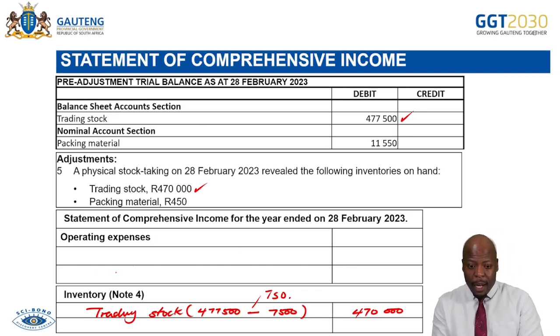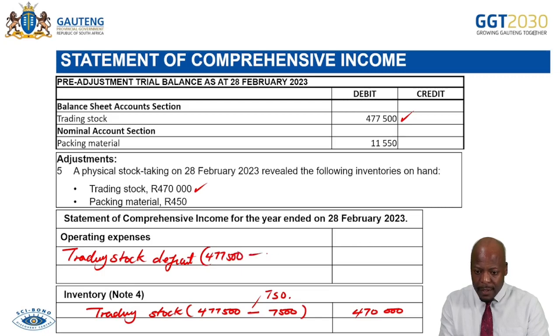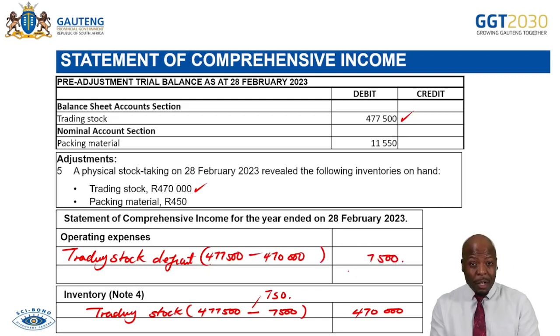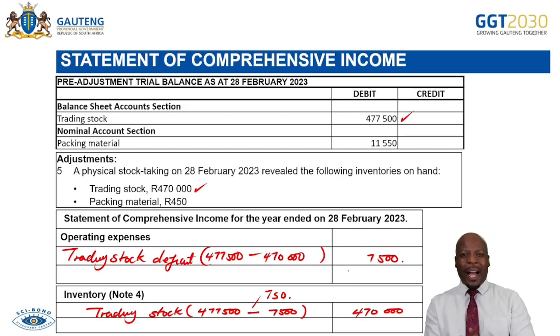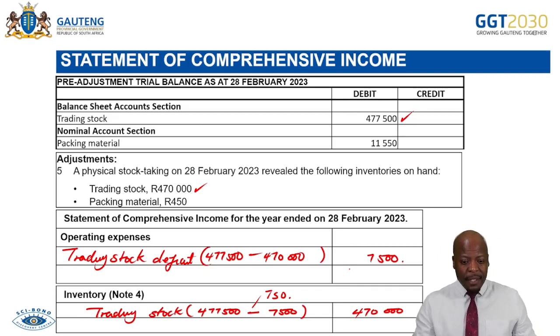So I'm going to come into my operating expenses, and I'm going to now say trading stock deficit. I know it is a deficit, and I will have my 477,500 minus my 470,000, and my deficit is 7,500. That is my trading stock deficit. Are we okay? All right. So we have done one part of this particular adjustment where we got our trading stock deficit, and the deficit is 7,500.